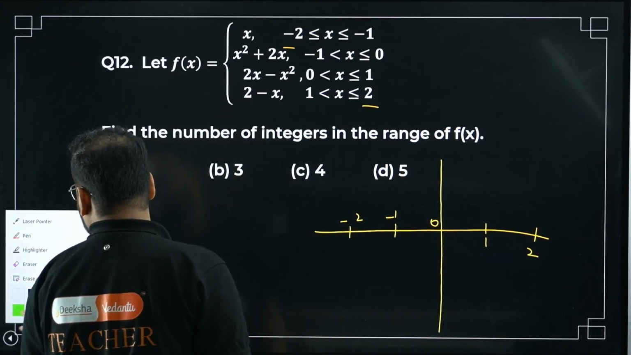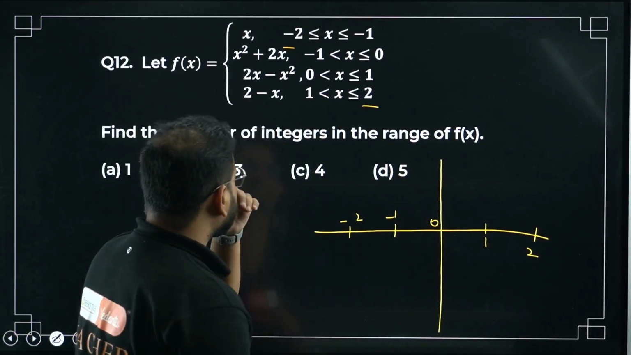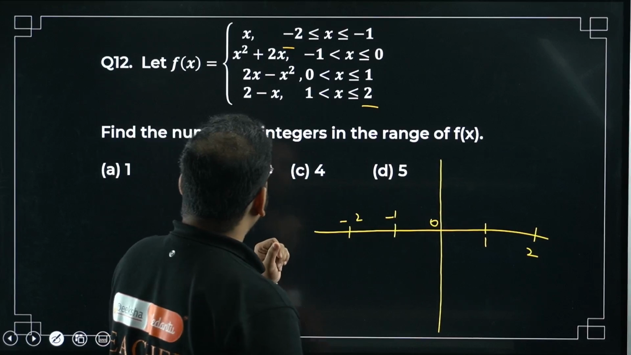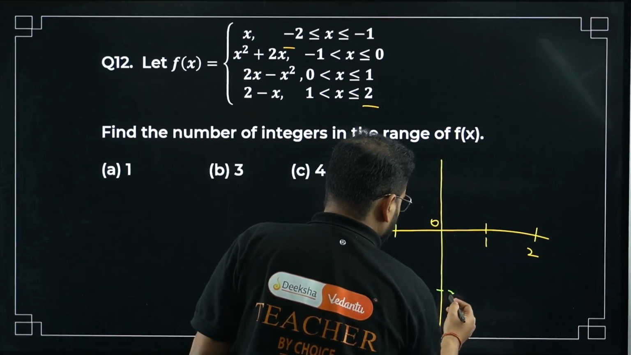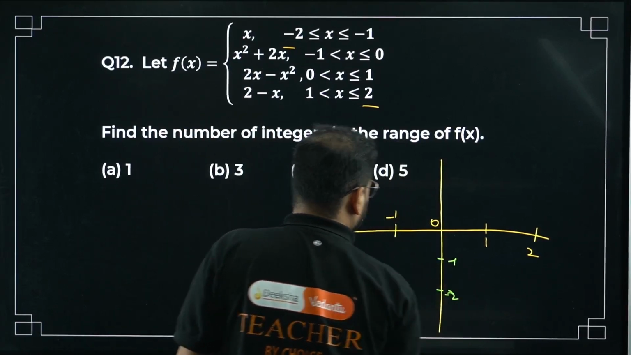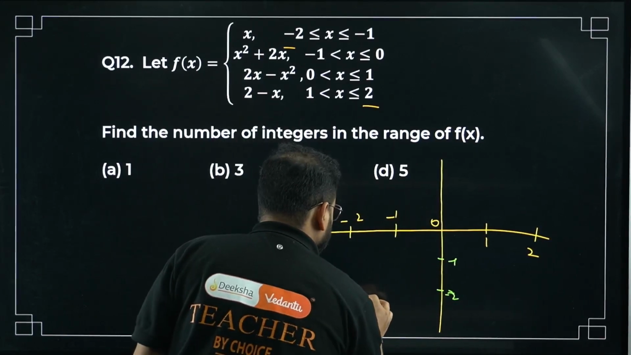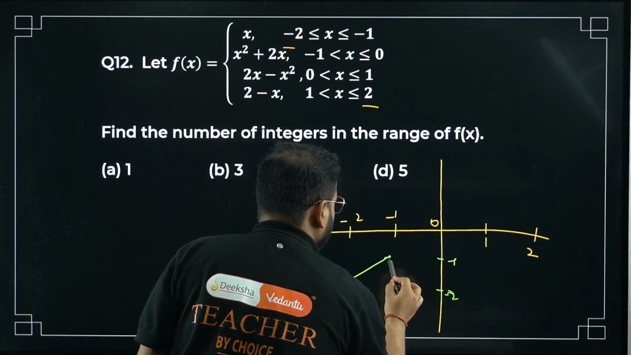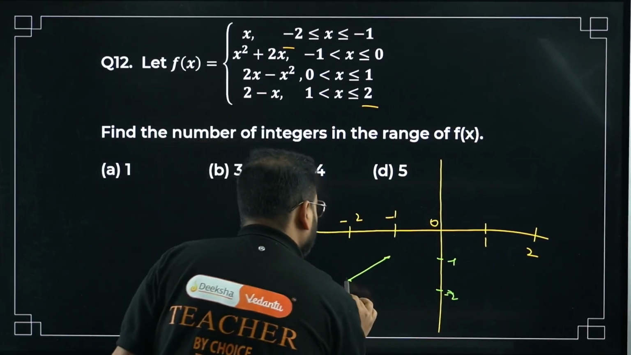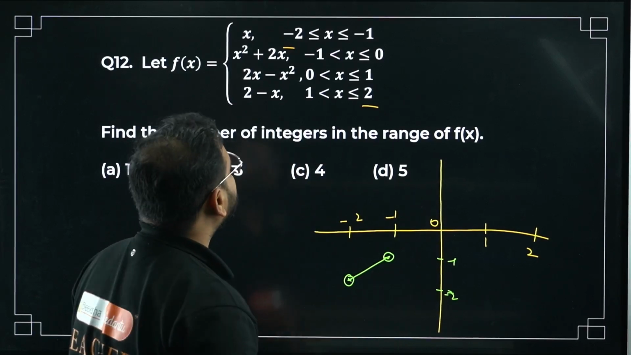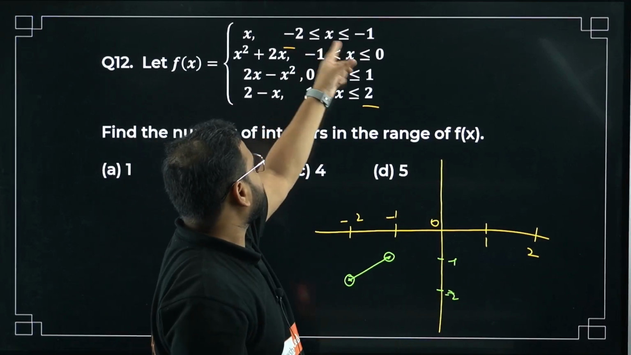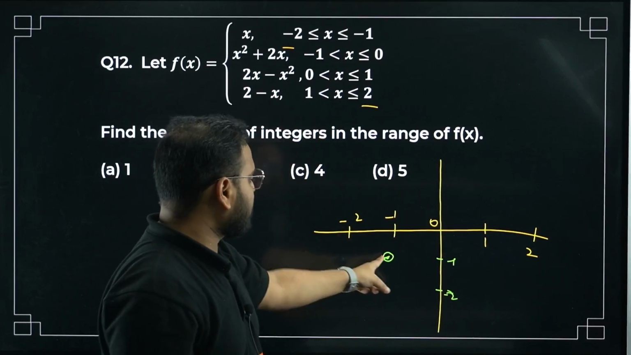Let's look at the function and try to draw a tentative graph from minus 2 to minus 1. The graph is x actually, so it will become minus 2 here and minus 1 here. Minus 2 to minus 1 will be this. So one value is closed here, and this value is also closed. Please check. Minus 2 to minus 1 is simply x, the y equal to x graph, the straight line.